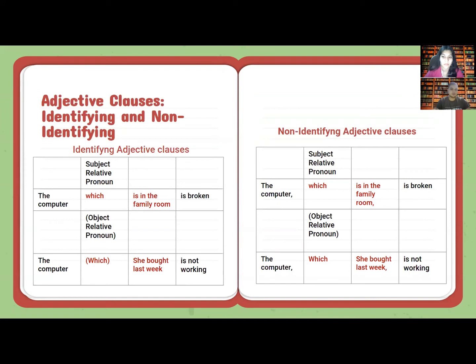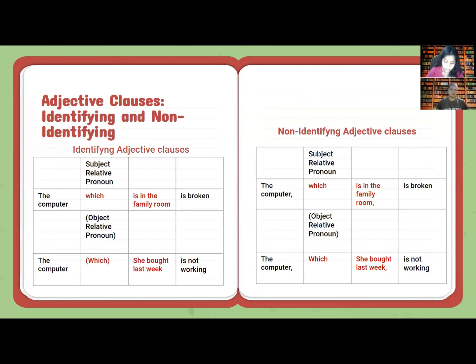As I mentioned before, in the last example, I have to identify specifically my friend, so I give the sentence specific information to identify that noun. In this case, the computer which is in the family room is broken. Let's imagine we have too many computers, one in the family room, my bedroom and the living room, and I want to identify which computer is broken. So I give the essential information to identify that computer, the noun I'm talking about. The computer which is in the family room is broken.